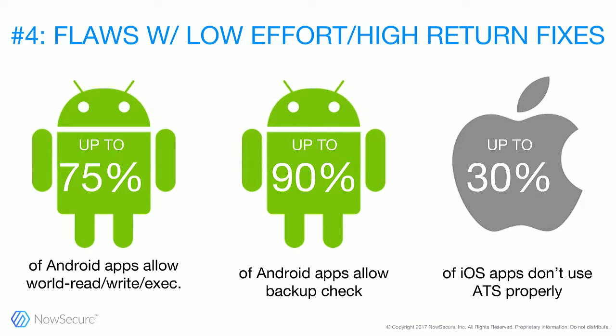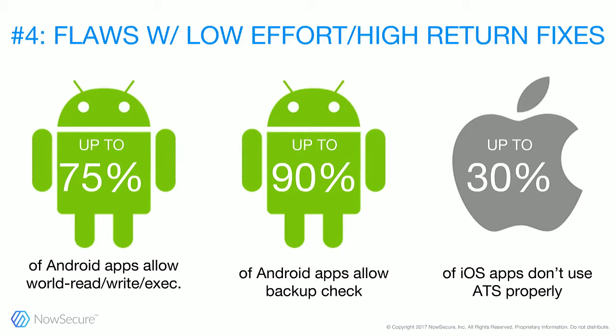And there are other similar examples, like allowing backups in Android. Somebody can therefore get any data that's cached within your application directory. You have to explicitly deny backups, so they're allowed by default. But it's setting a variable in your manifest file from true to false.